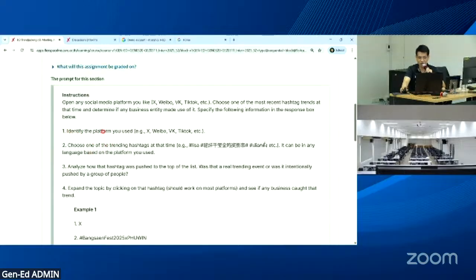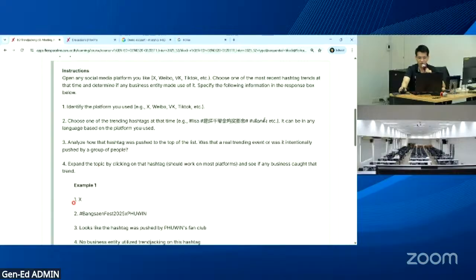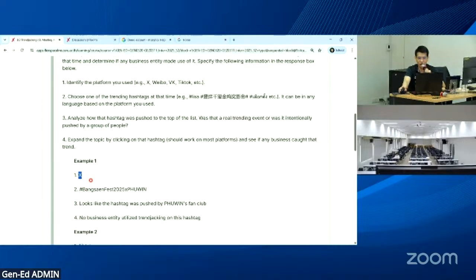Now, first identify the platform you use. For example, I use X. You can simply type X, and everyone knows it's the X platform. Or TikTok. Many students choose TikTok, by the way. And then choose the hashtag that appears at that moment. Try to choose the most popular one, anything on the top of the list. Choose the hashtag that appears on the top of the list. It doesn't need to be number 1, maybe number 5 is okay.